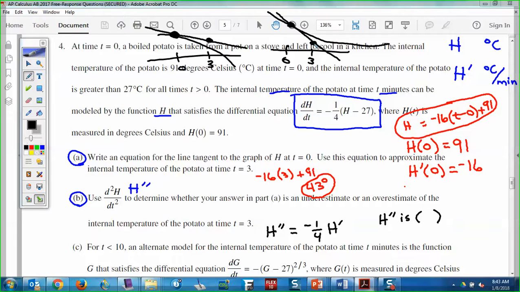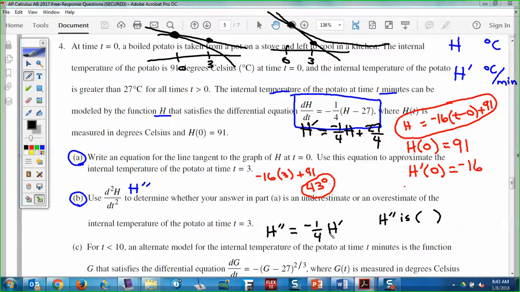They said, use h double prime to determine whether your answer is an over or underestimate. So I've started that here. h double prime would be just the derivative of this. Well, actually you could simplify this. This is negative 1/4 h plus 27/4, right? I can just distribute that. That's h prime. So now what's h double prime? Well, h double prime would just be negative, what's the derivative of negative 1/4 h? It's negative 1/4, tack on an h prime. And then the derivative of 27/4 would just be 0, just go away. Implicit differentiation. Here's a great example of where we need it. Okay? So here's h double prime right here.